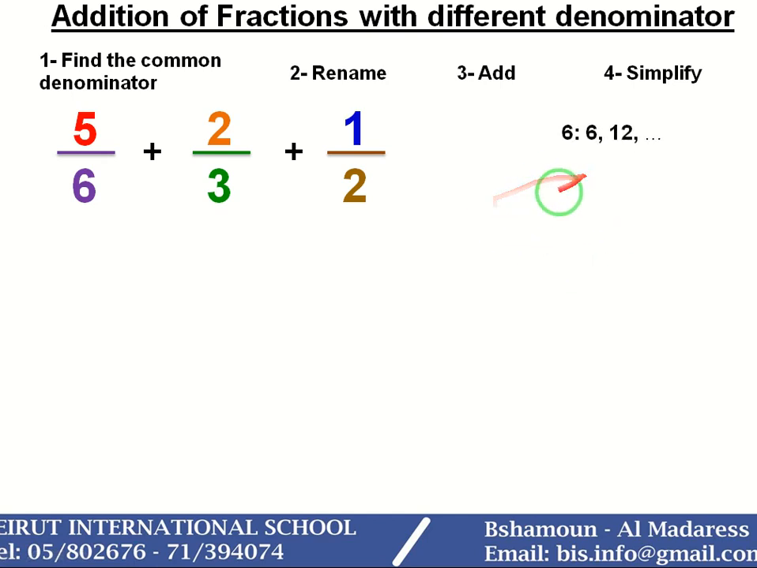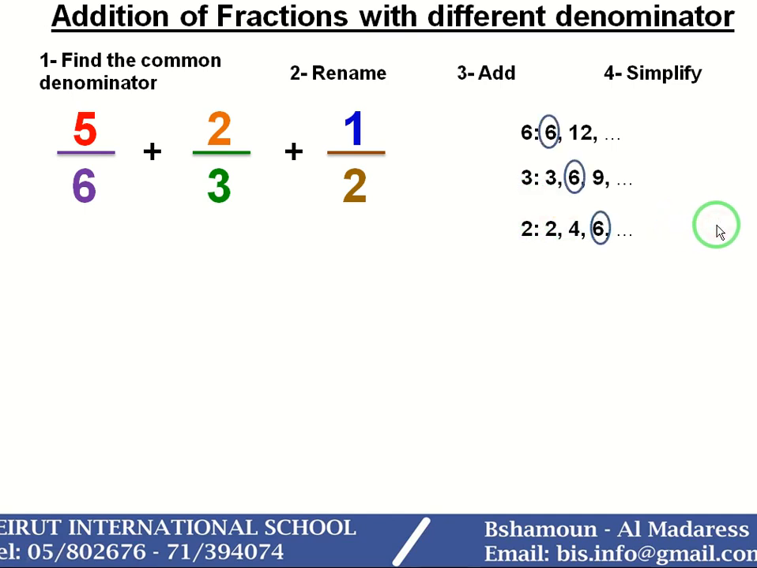So the multiples of 6 are 6, 12, and that goes on forever. Multiples of 3 are 3, 6, 9, and so on. Multiples of 2 are 2, 4, 6, and so on. So the least common multiple is 6, which will be the common denominator.